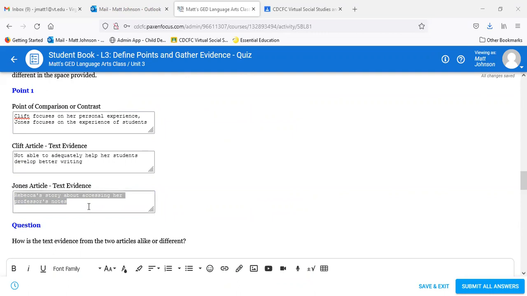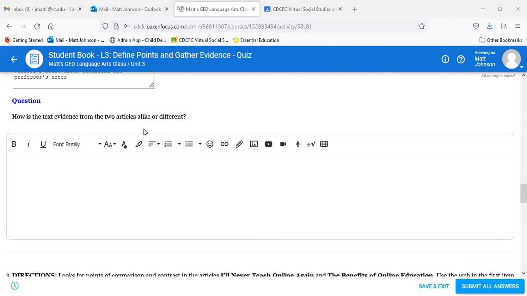So with that as an example, do you see how this is going to roll? We're going from the point of contrast, or comparison if we find some comparisons. One uses personal experience, one focuses on the experience of students. And then we have to make our claim and show some evidence of that. That's something you would do in the body of your writing response. Then you might follow up with why one is more convincing than the other. That would be your next point, but we'll get to that later on. For now, let's just focus on the points.